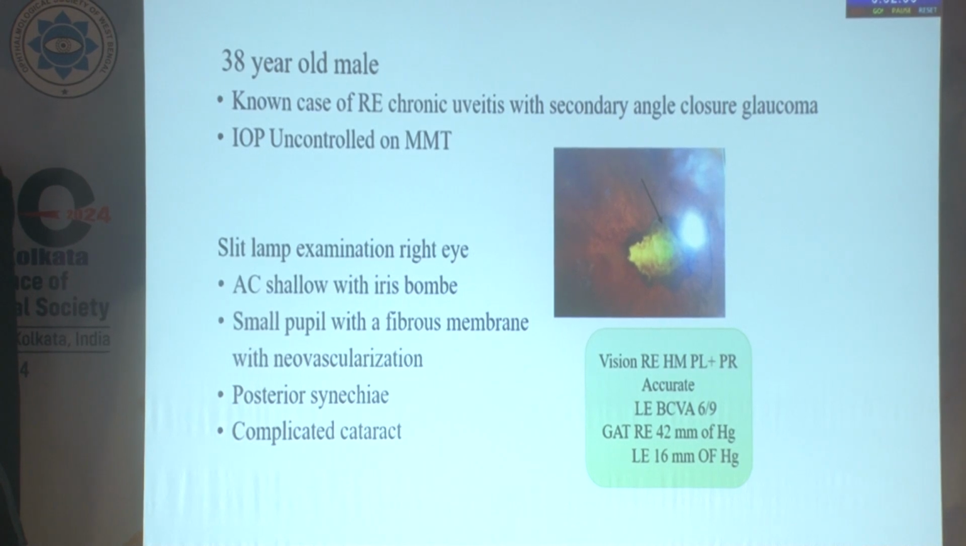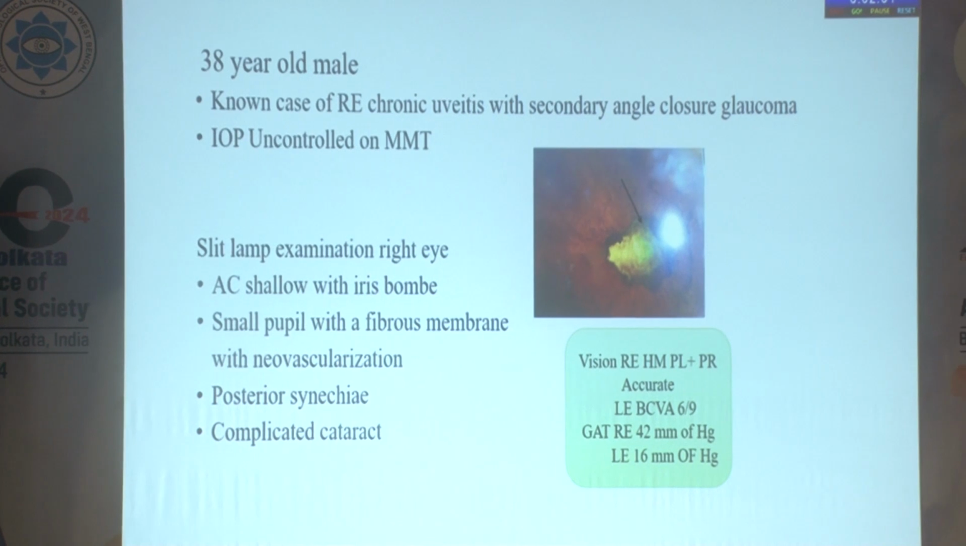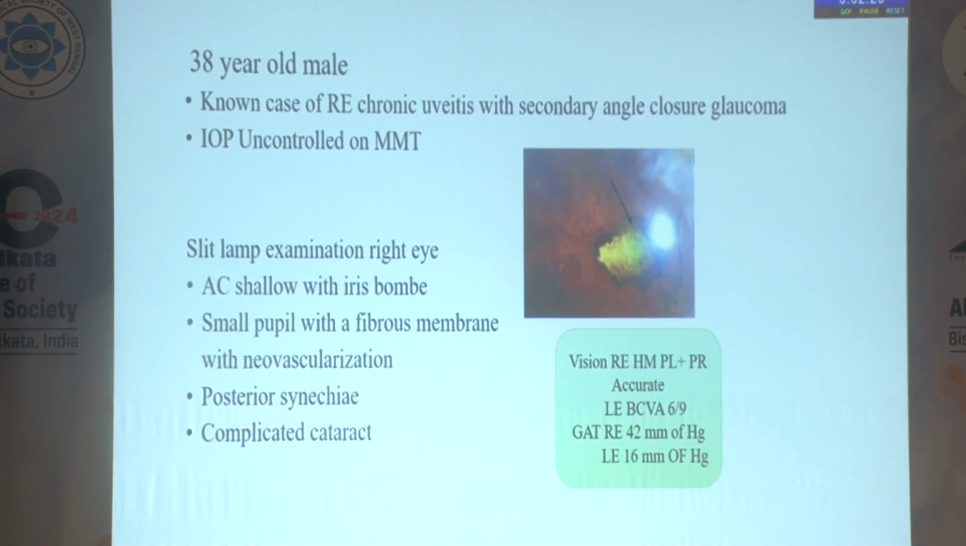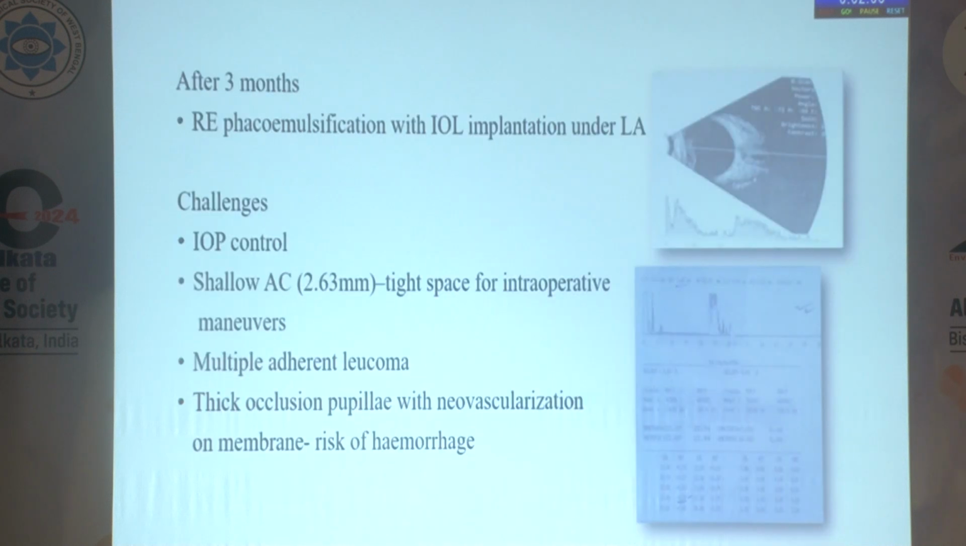On slit lamp examination, we found AC shallow with iris bombe, small pupil with a fibrous membrane with neovascularization over it, synechia and complicated cataract with no view of fundus. So the patient underwent YAG PI and YAG synechiolysis. Thereafter, the IOP was controlled on 2 AGMs. This is the anterior segment imaging after synechiolysis, and we could see the slight nasal opening of the fibrous pupillary membrane and a small hyphema.